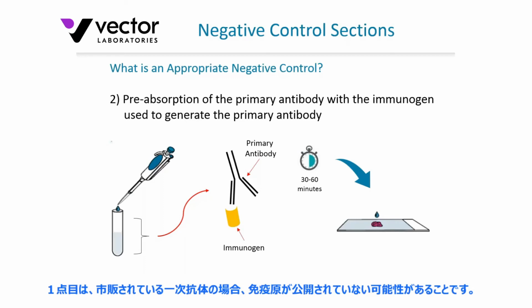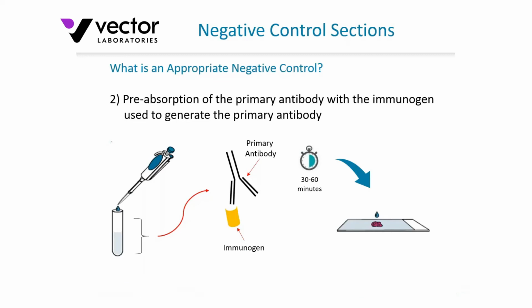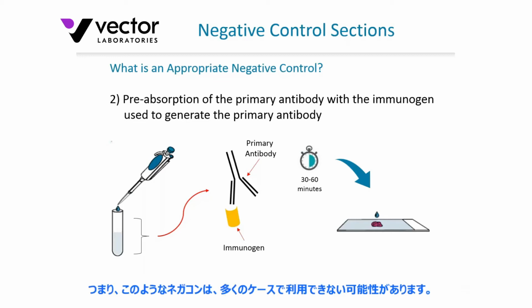Number one, more than likely if you're getting that primary antibody from a commercial vendor or commercial source, they're not going to make that immunogen openly available. I understand that, and therefore this particular negative control may not be available to the vast majority of investigators out there. That's fair enough.